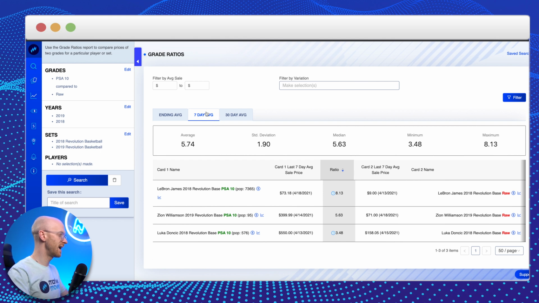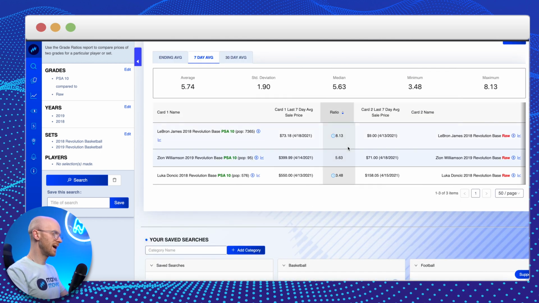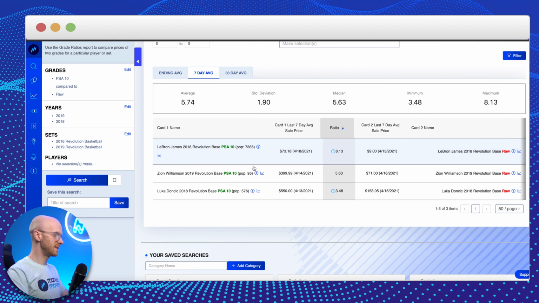So I'm looking at the 7-day average for these players. You know, not a lot of data for PSA 10s, and it's because the population counts tend to be relatively low on the PSA 10 Revolution cards, which is another reason, if I'm looking for a more rare Luka or Zion, those are pretty low population compared to his Prizm and other sets. So just something to keep in mind.